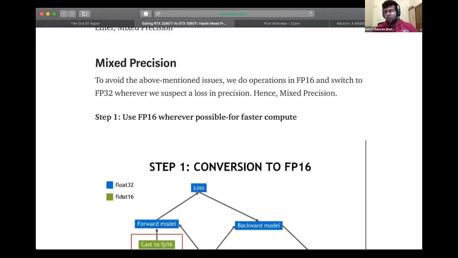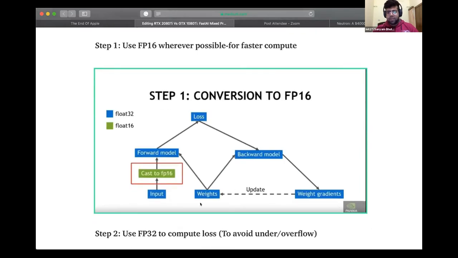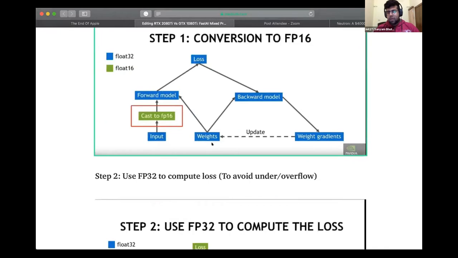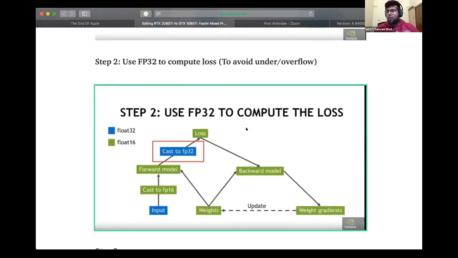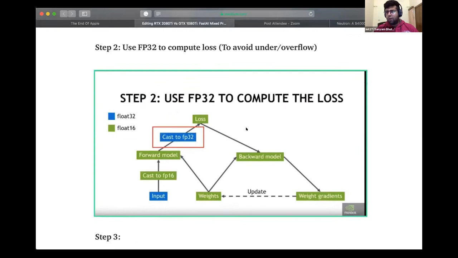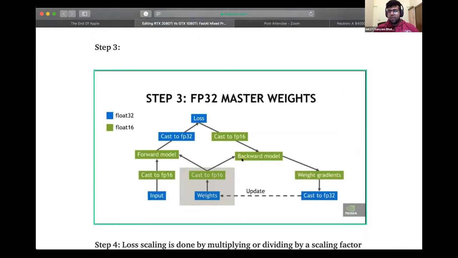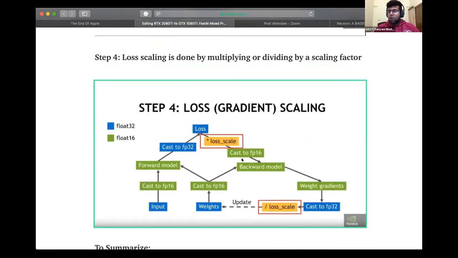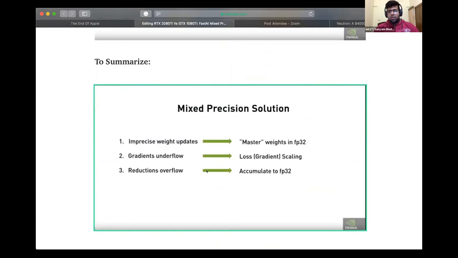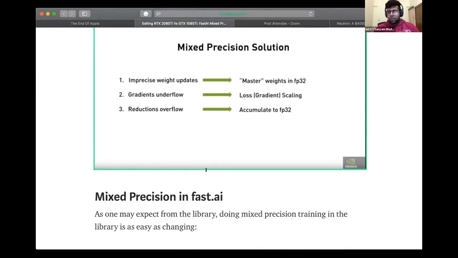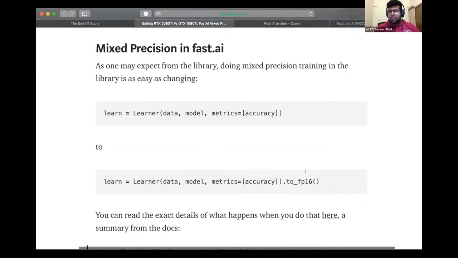So a quick overview of what happens. Use FP16 wherever possible. Input is cast to FP16 and fed forward everywhere. You use FP32 to compute the loss to avoid the imprecision, overflow or underflow. You use FP32 to update the weights. And there's something called loss scaling, where you divide or multiply by a loss scaling factor. These are the three steps that happen. And in Fast.ai, this is as simple as putting a .to_fp16 function on your learner.